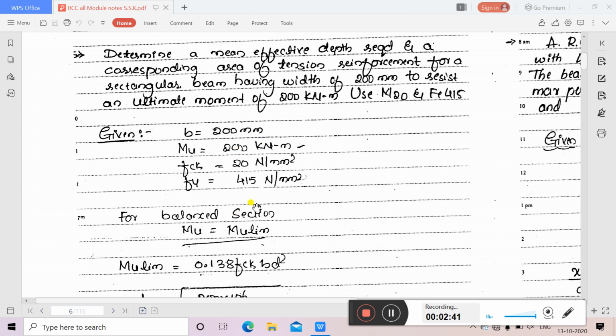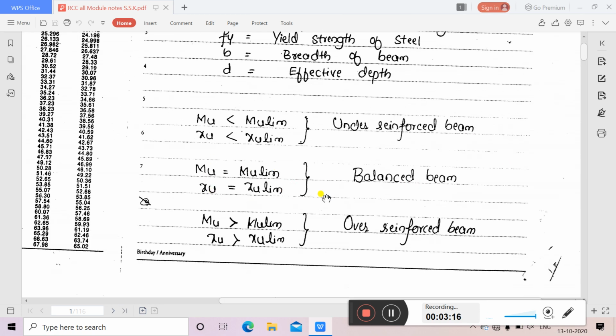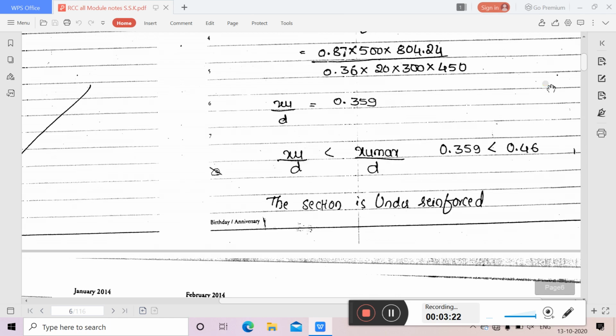So here, obviously our intention is to make a balanced section, right? Always when you design or analyze a beam, we try to make it a balanced section. It should not be an under reinforced or an over reinforced beam. So when it is a balanced beam, obviously Mu is equal to Mu limit or xu is equal to xu max. We have discussed in the previous classes also, right? If it is balanced, Mu is equal to Mu limit or xu is equal to xu limit or xu max, right?